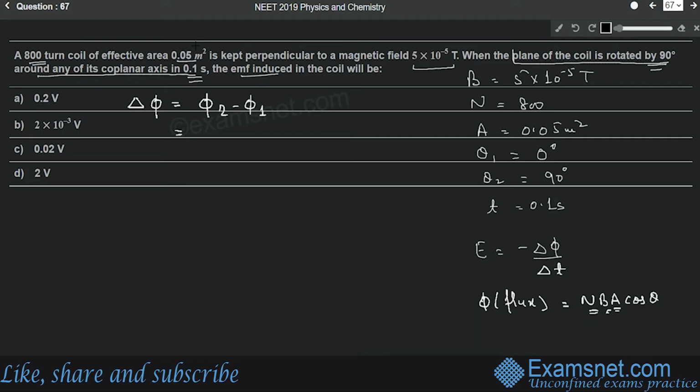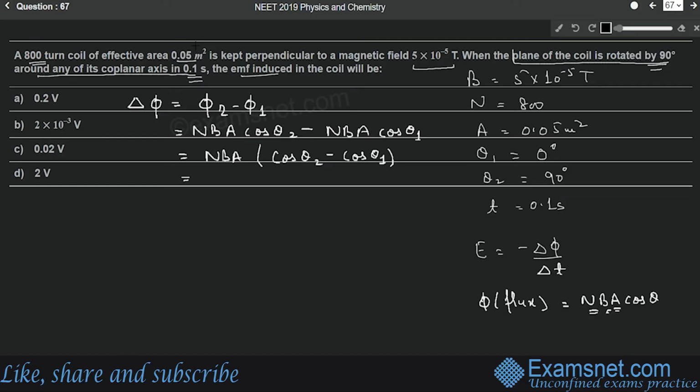What will be phi 2? It will be NBA cos theta 2. Similarly phi 1 will be NBA cos theta 1. Okay. Now we can take NBA common, NBA, and under bracket cos theta 2 minus cos theta 1. Okay. So we can put the values here.